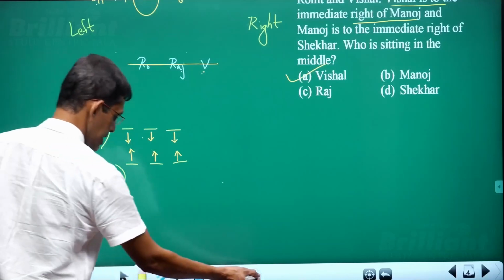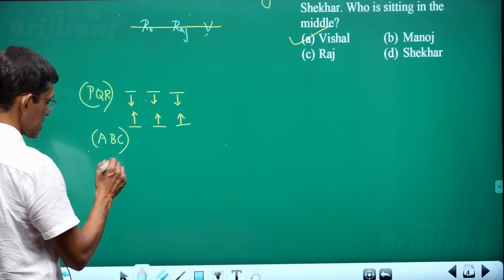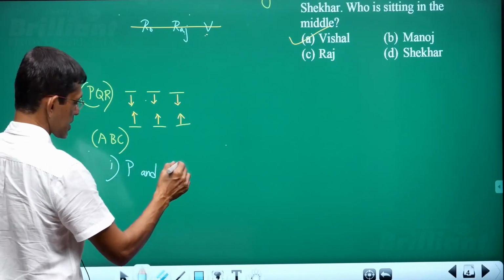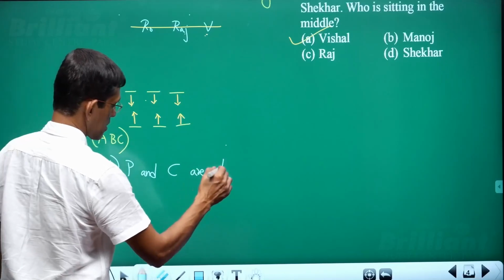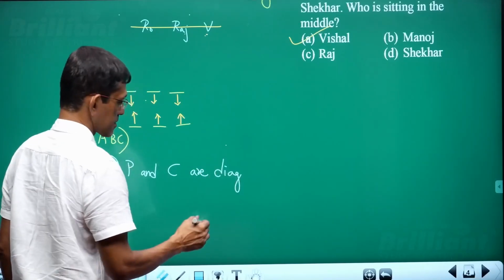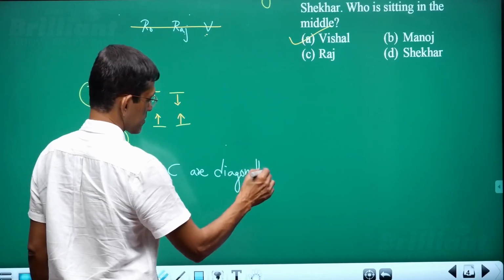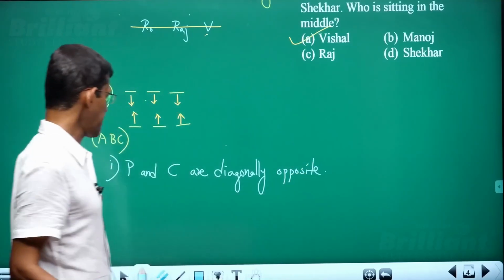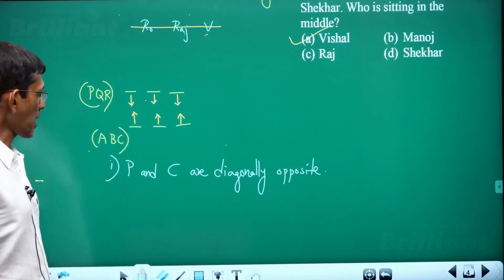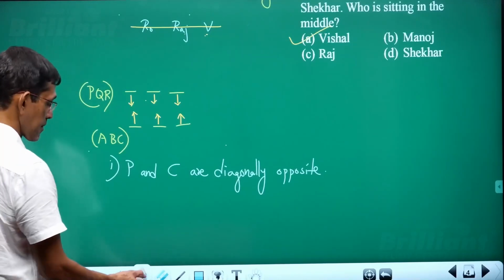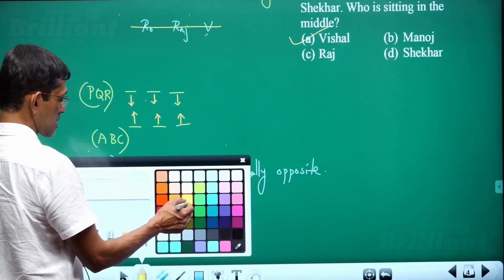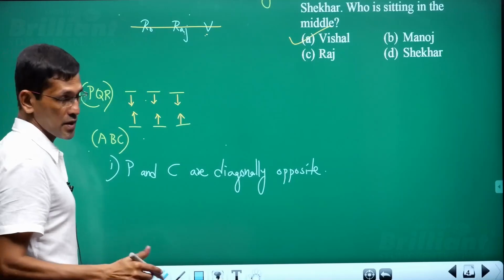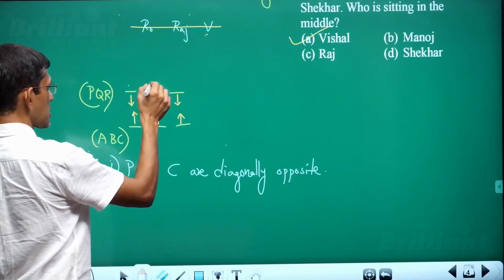So let's assume the first condition given, let me write that condition. First condition given: P and C are diagonally opposite. So where is P and where is C? According to this arrangement, we know that P must be somewhere here. PQR is supposed to be in this row. So P could be here, P could be here, or P could be here.